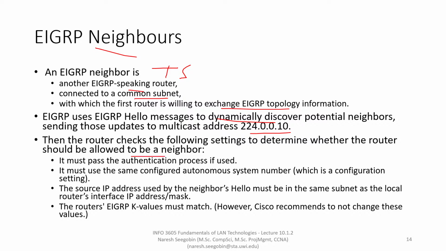So there are more additional checks, and this is troubleshooting again. You have authentication, which we're not going to cover in this course, but it must be the same. This should have been all the way up here: the autonomous system number is important.